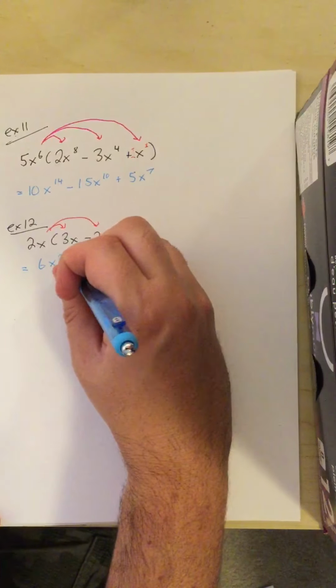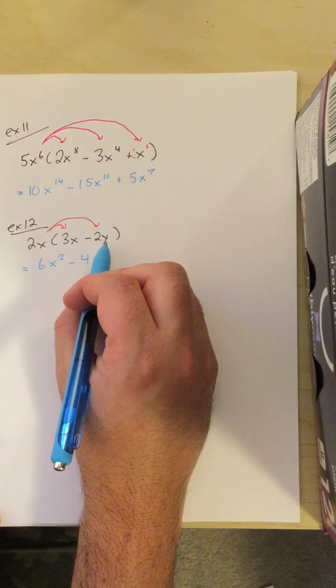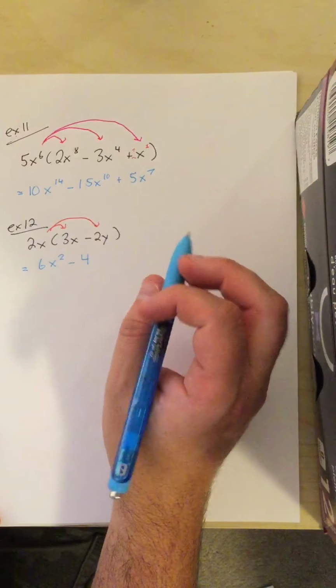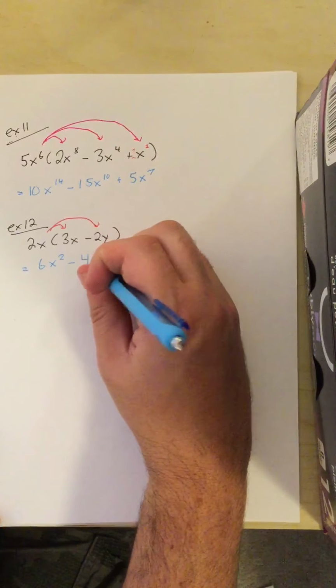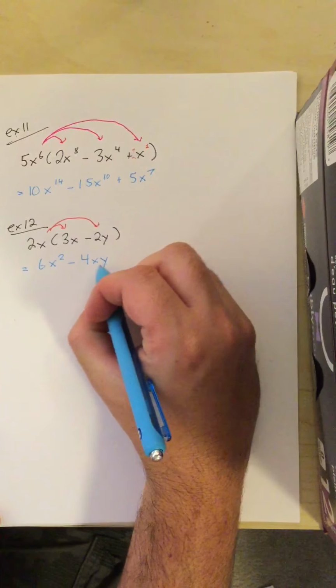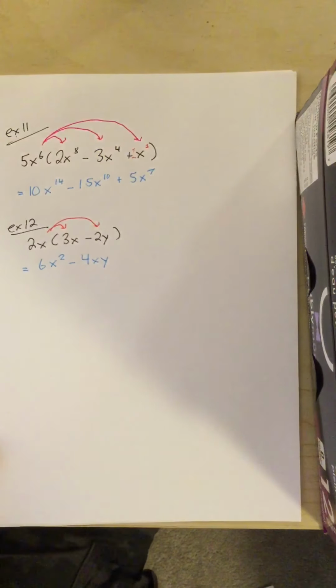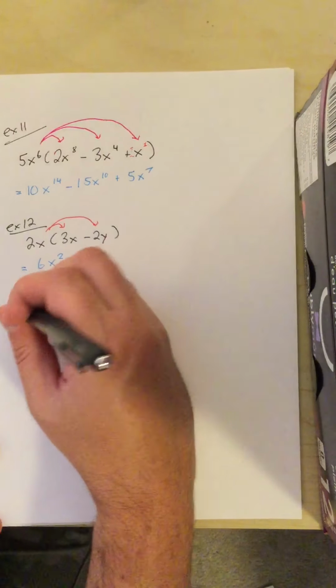2 times negative 2 is negative 4. And x times y, there's no hocus pocus actually. It's just xy. X times y is xy, which is another way of writing x times y. And that's essentially as simplified as you could get it. You're done after that.